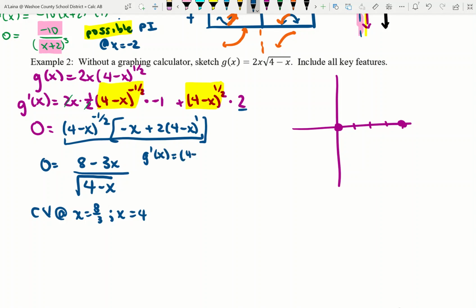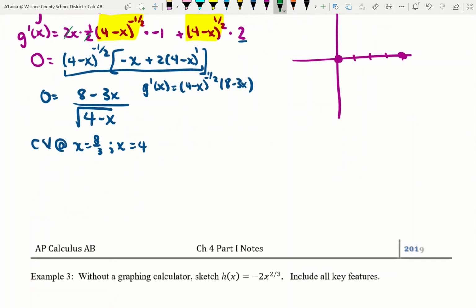I have 4 minus x to the negative 1/4, or if you want, r to the negative 1/2, and this is 8 minus 3x. If you wanted, you could think of this as a quotient and use the quotient rule. I'm going to use the product rule again, just because I find it a little bit easier. I tend to make fewer mistakes, but it's really up to you.